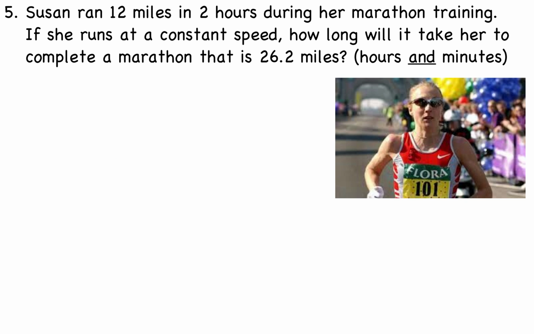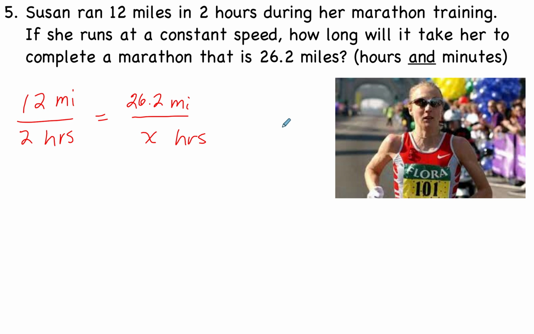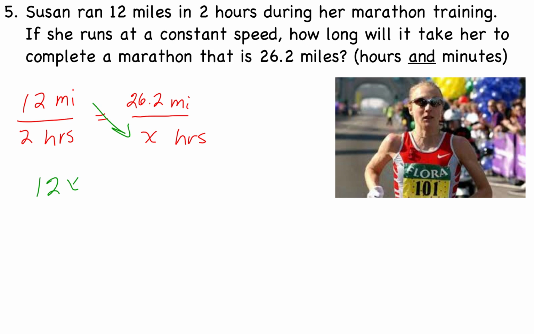Susan ran 12 miles in 2 hours during her marathon. She ran 12 miles in 2 hours. If she runs at a constant speed, how long will it take her to complete a marathon that's 26.2 miles? Well, again, this is a proportion problem, so we want miles on the top, and that's 26.2. And we're looking for the number of hours. How long will it take her? Again, we're going to do cross products, so we take this diagonal, 12 times x, is equal to the opposite diagonal, which is 2 times 26.2.